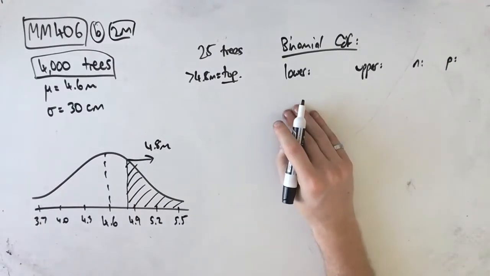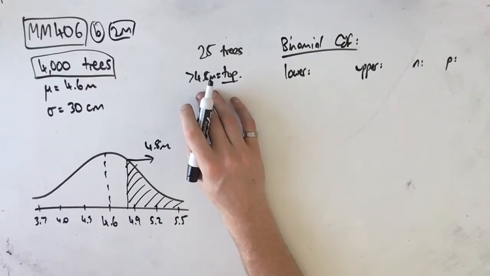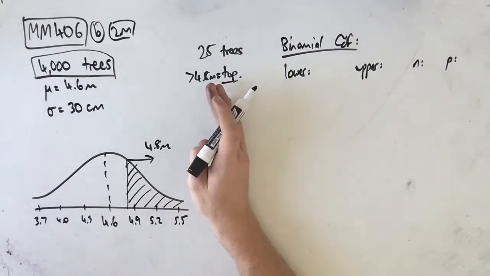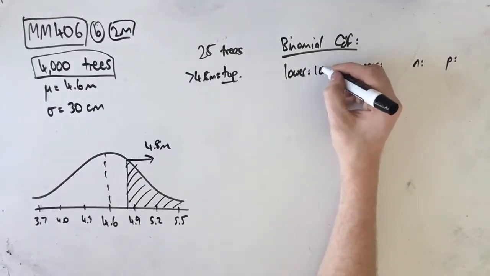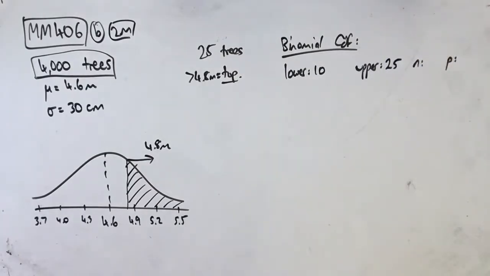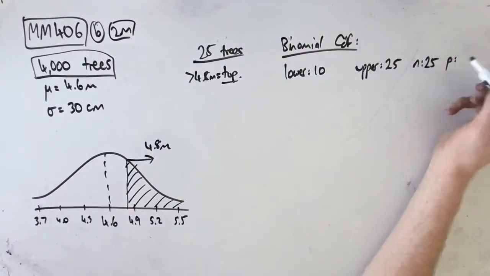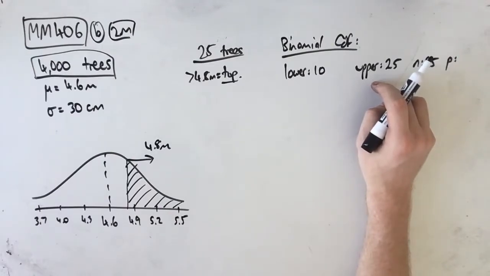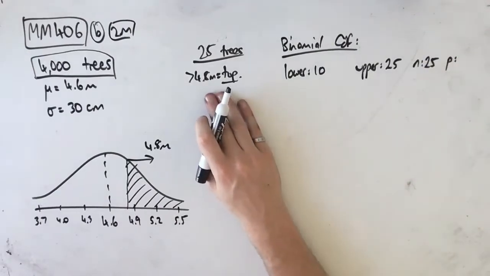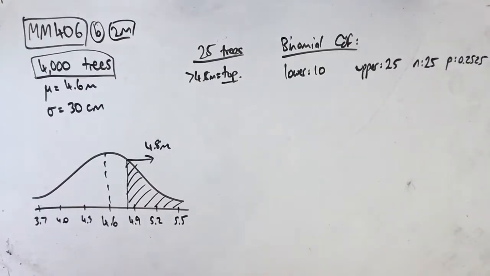Okay, so our lower is 10, right? Because we're looking for the probability that at least 10 of them have produced top quality. So it could be 10 of them are top quality, 11 of them, 12, 13, 14, all the way up to 25. All right, so our lower is 10 and our upper is 25. Now, how many trees are we taking a sample of? 25. So N is 25, and P is our probability that any one of these is of top quality, right? So it's top quality if it's taller than 4.8 meters, and in part A, we found the probability that it's taller than 4.8 to be 0.2525, right?